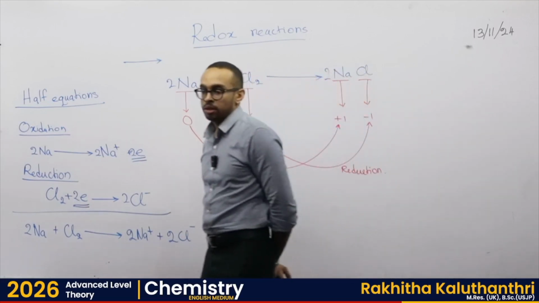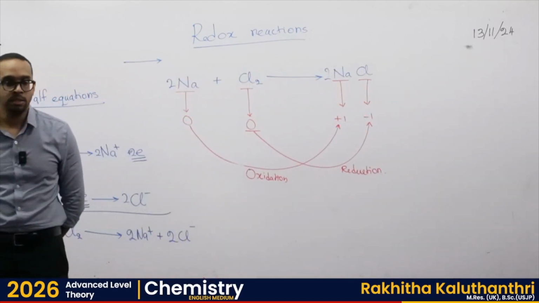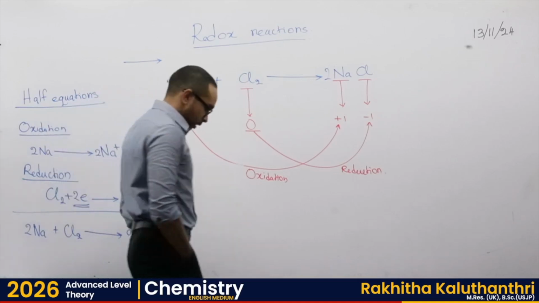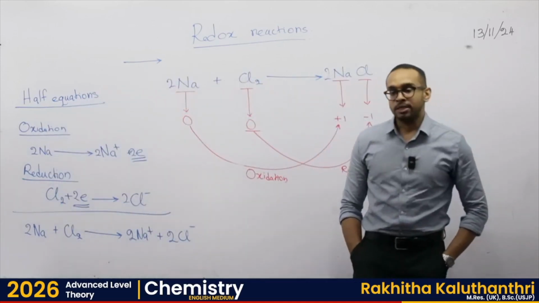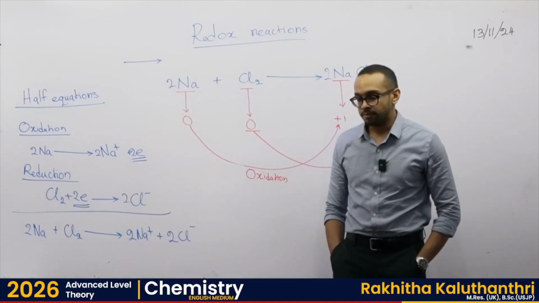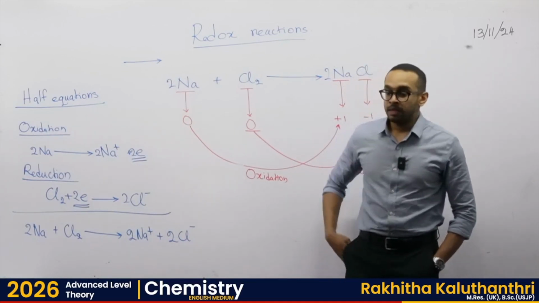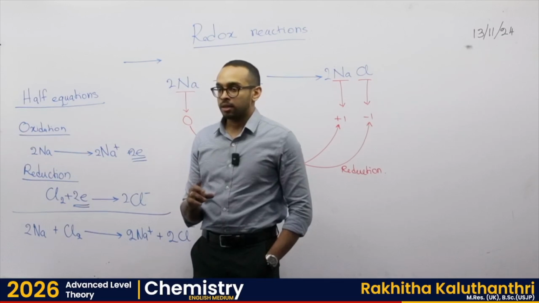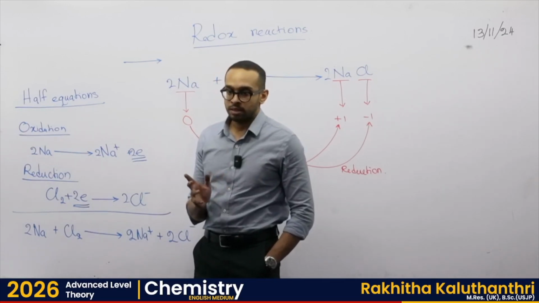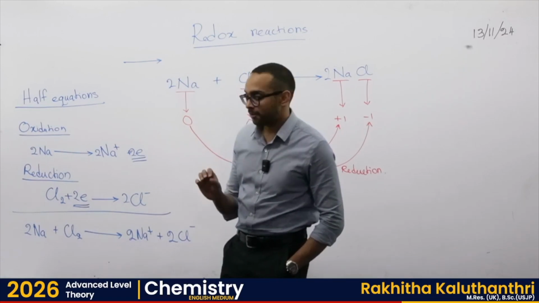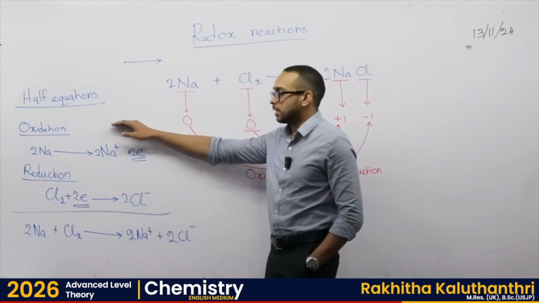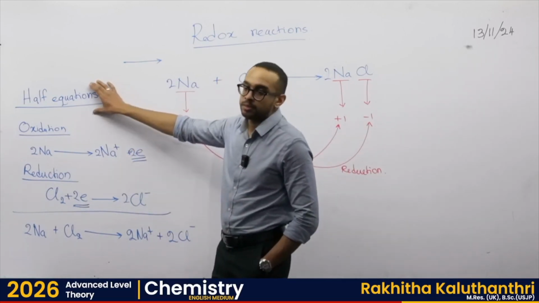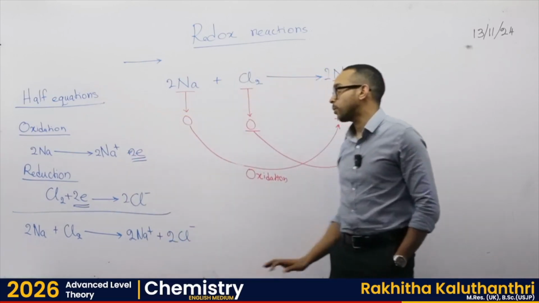If each individual oxidation reaction and reduction reaction is written separately, they are known as half equations. They are known as half equations.